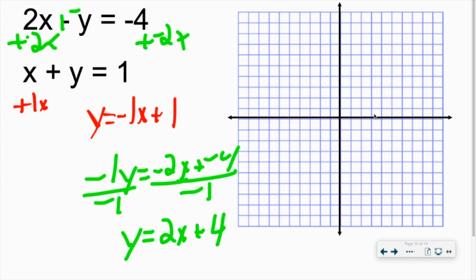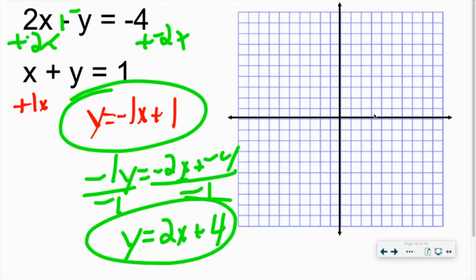So that is an option as well. You could rewrite it because now we've got two equations in slope-intercept form, and we can graph those quick using our y-intercepts and our points. That is one option.